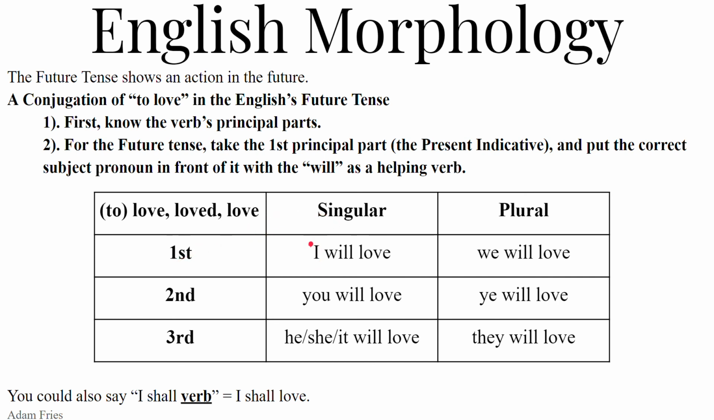First person singular, I will love. Second person singular, you will love. Third person singular, he, she, it will love. The first person plural, we will love. The second person plural, ye will love. And the third person plural, they will love. You could also say, I shall love. So you can alternate will with shall. So the future tense, what will happen in the future.